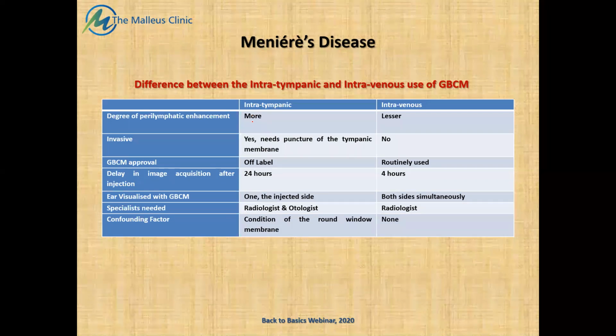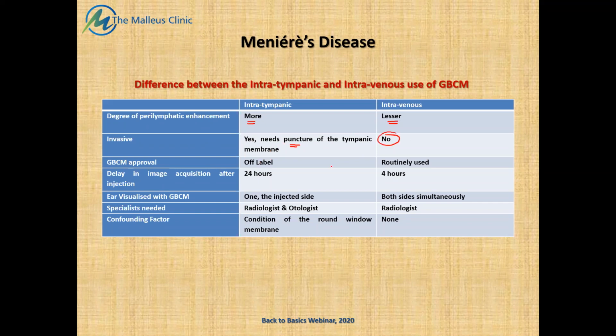So the fact is that if you give intratympanic gadolinium, the perilymphatic enhancement is much more compared to the intravenous. But obviously, intratympanic gadolinium is invasive, because however minimal it might be, you need to puncture the tympanic membrane, but you need not for IV use. It is non-invasive as far as the IV use is concerned. While gadolinium-based contrast medium is obviously approved for IV use, it is an off-label use of gadolinium. So maybe in some countries, our friends would not be able to use it intratympanically.